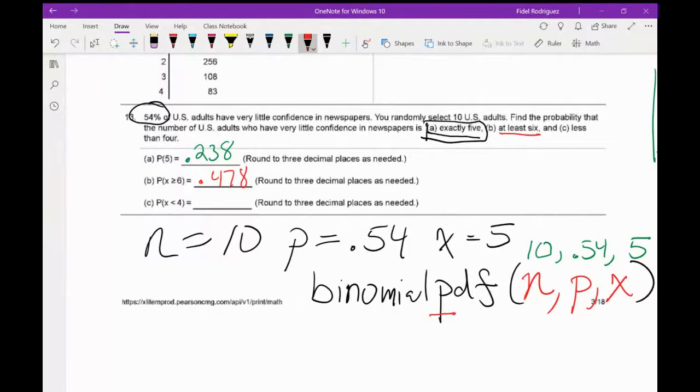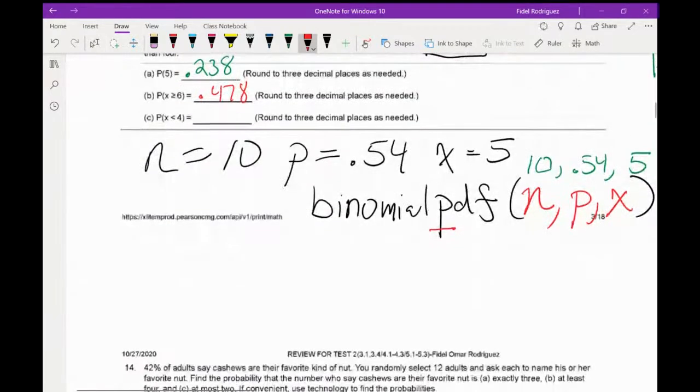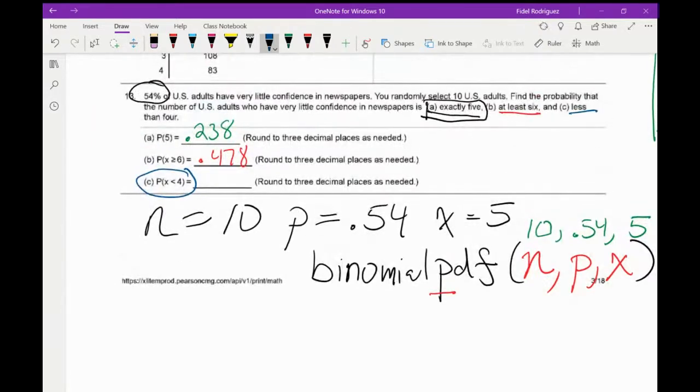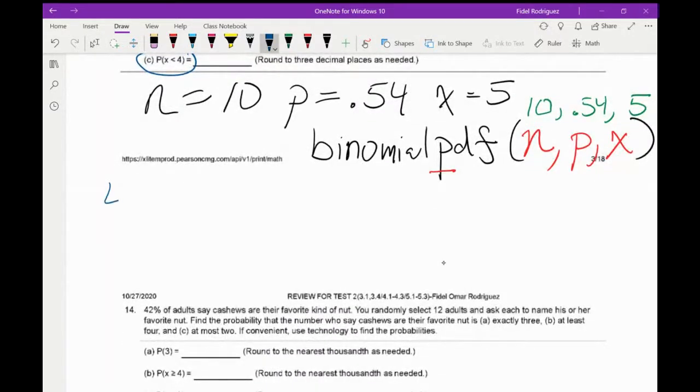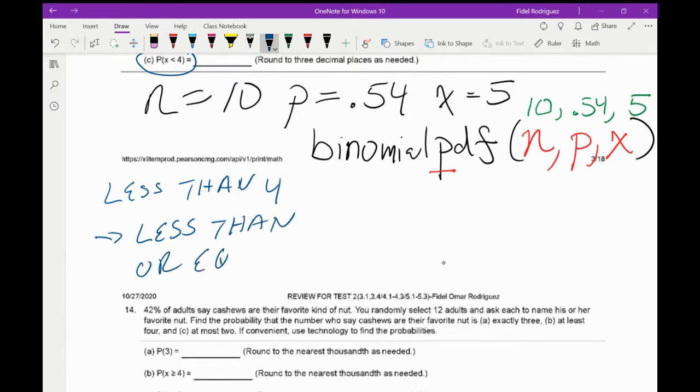All right. Now, there is a part C. And again, I want to make sure that we're okay in how we're doing this part. Look what part C says. Part C tells you right here, less than 4. Okay. So first off, let's think of what less than 4 means. Less than 4 is the same thing as saying less than or equal to 3.